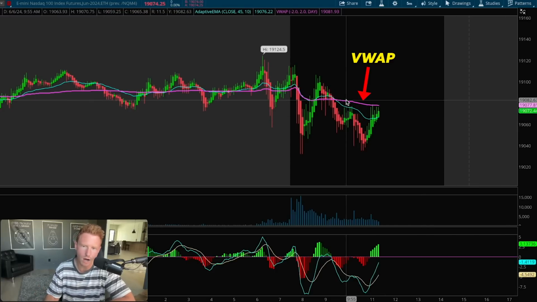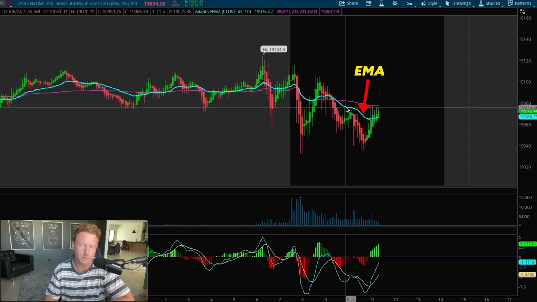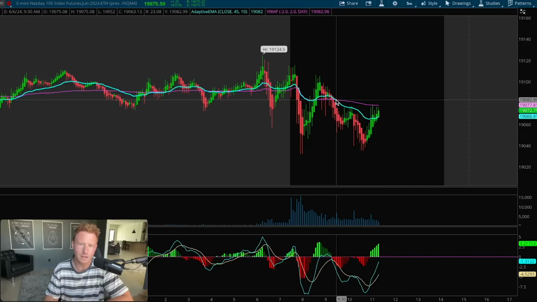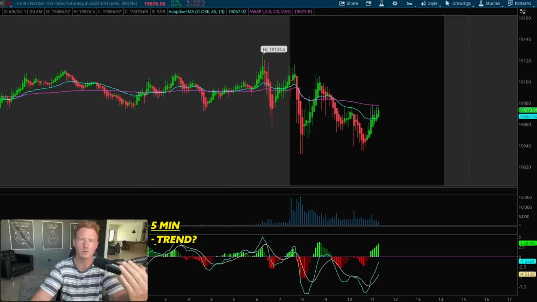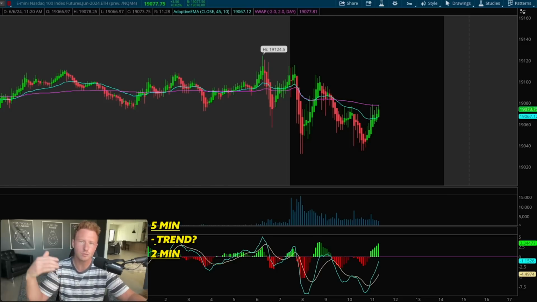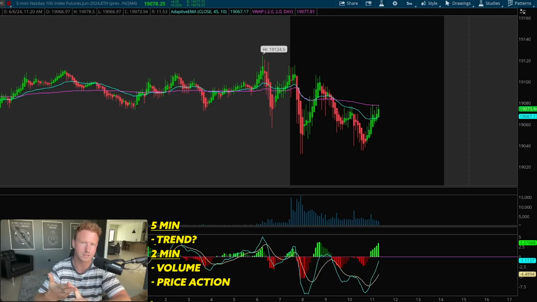Okay, so I have a VWAP and an EMA pulled up. Now my VWAP is default settings. The EMA is a 45 length. Everything else is default settings for those wondering. And basically I found that specifically on the 5 minute time frame, right? So instead of just trading on a 2 minute or a 1 minute, I like to use the 5 minute to tell me what the trend is, what the conditions of the market are, and the 2 minute to actually get my entry confirmations, whether it's volume, price action, the MACD cross, whatever it is.